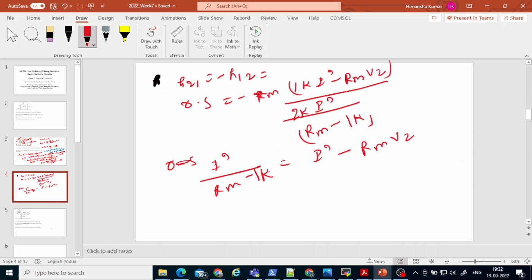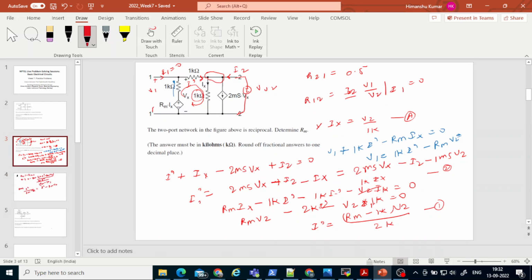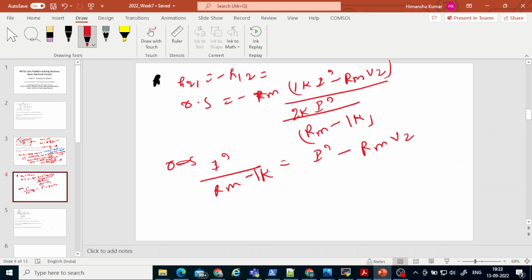Okay, just wait. So from the one equation we need to replace the V2. In the first part also we need to replace the V2. Because here also V2 terms come, so here also we will replace I dash minus Rm by 2k times. Okay, just wait. There is a simple way.